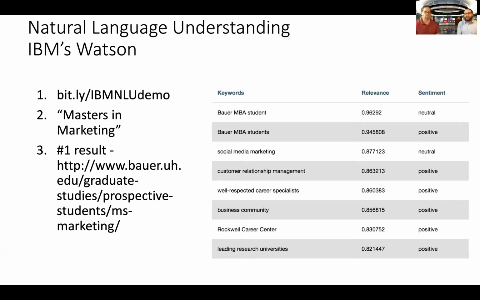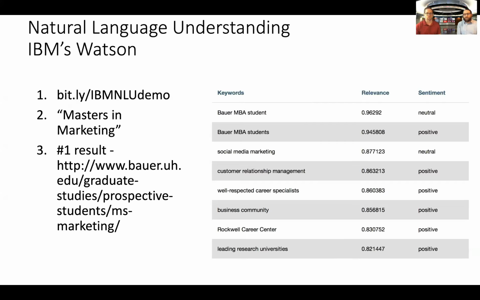In that tool, you can type in a keyword or you can type in a website. And in this example, we're looking for masters in marketing. And I want to find the number one result, which thankfully is Bauer, because we know that's the best masters in marketing program. But I want to know, how did Bauer end up being the number one result? So I stick that URL into IBM's tool. And it generates a list of keywords, like I can see on the right of the page, where it shows me the keyword and the sentiment, which for our purposes doesn't really make much of a difference.